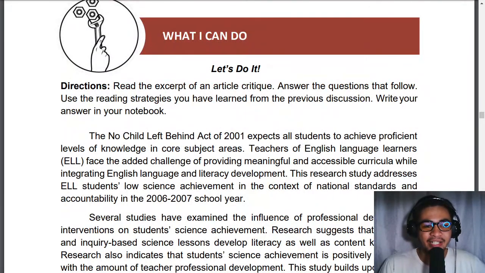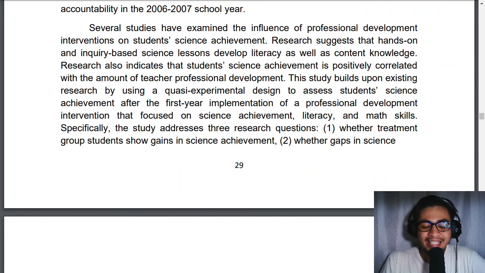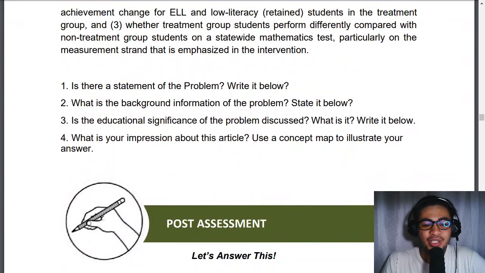Okay, so what can I do? What can I do is an activity that you're going to answer in your activity notebook. So, directions. Read the excerpt of an article critic. Answer the questions that follow. Use the reading strategies you have learned from the previous discussion. Write your answer in your notebook. Okay, so you're going to read that one class. You're going to read the selection given and answer these questions in your activity notebook.